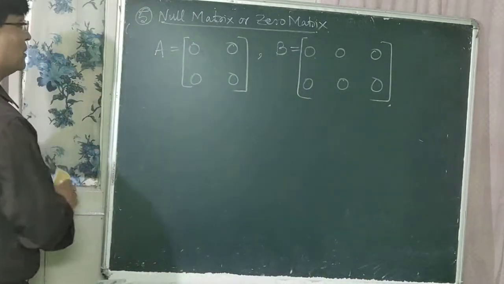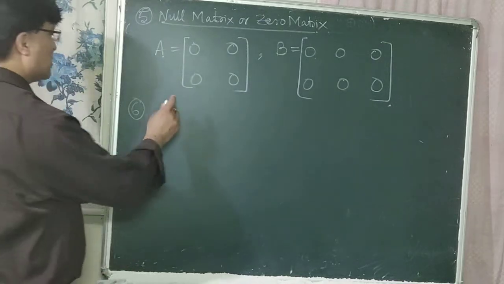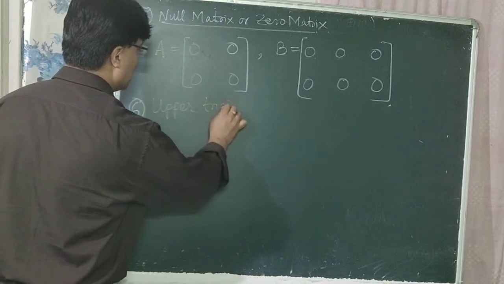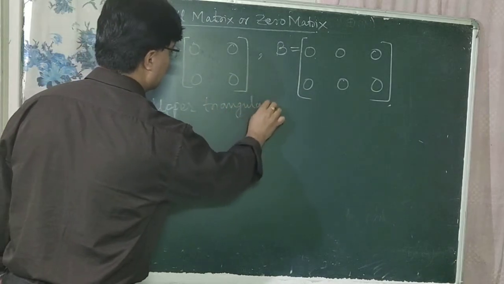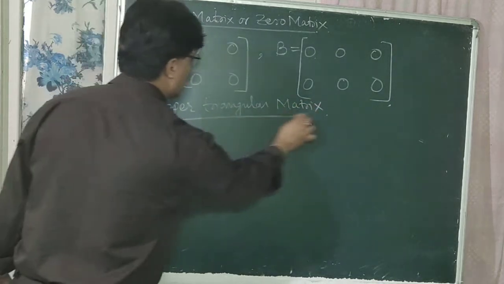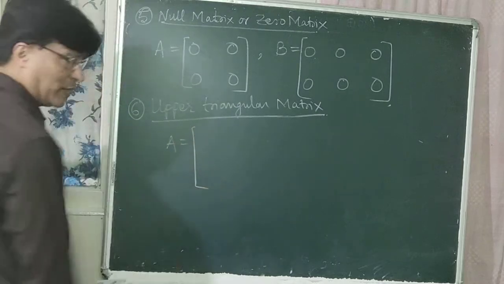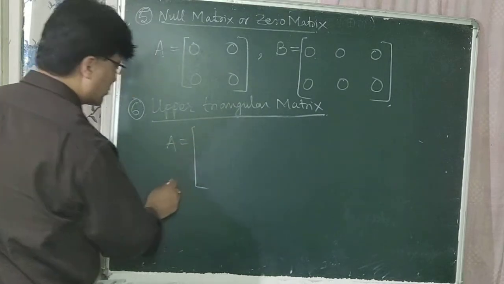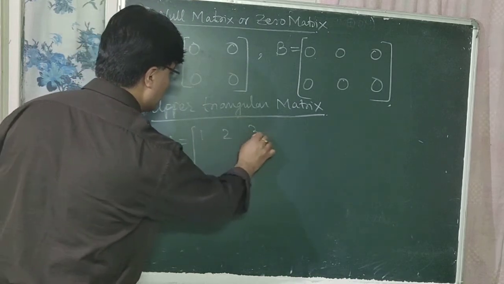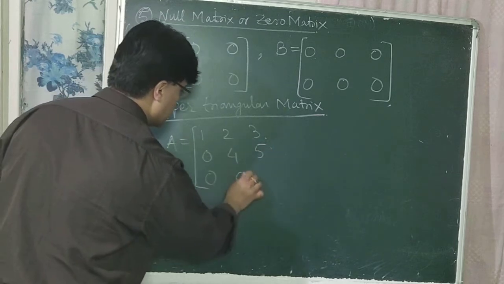So the next one is number 6. Number 6 is the upper triangular matrix. What do you know about the upper triangular matrix? An upper triangular matrix is always a square matrix. Let us write it down. It has 1, 2, 3, 0, 4, 5, then 0, 0, 3.